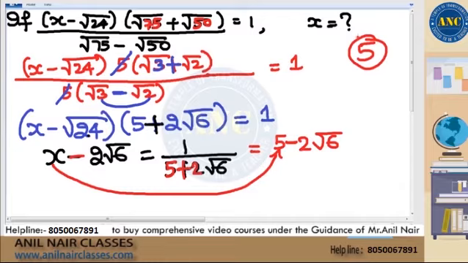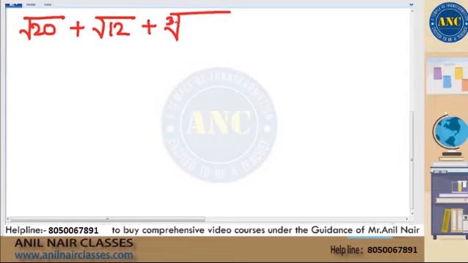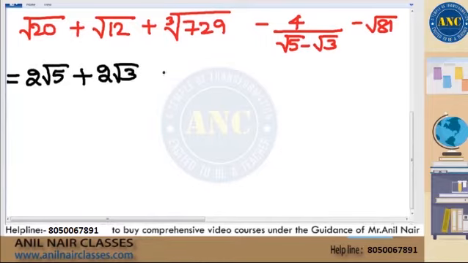Another question. Slightly an easy question this time. Square root of 20 plus square root of 12 plus cube root of 729 minus 4 divided by root 5 minus root 3 minus root 81. I need to find the value of this. Very easy. Root 20 is 4 into 5, which is 2 root 5. Root 12 is 4 into 3, which is 2 root 3. Cube root of 729 is 9.